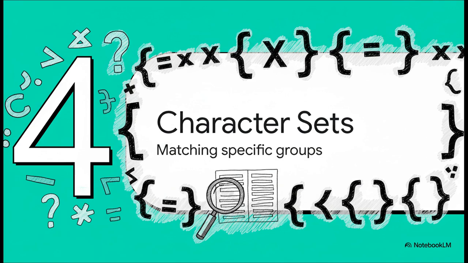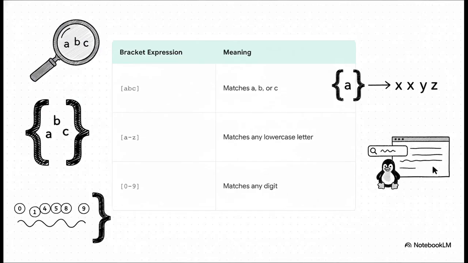So far, we've matched specific words or we've matched any character with the dot. But what if you need something in between, like any number or any lowercase letter? Well, for that, we use character sets. Bracket expressions are great because they let you define your own custom set of characters you want to match. You can list them out one by one, like A, B, C, or you can specify a whole range, like a through z, for all the lowercase letters. It gives you really fine-grained control.